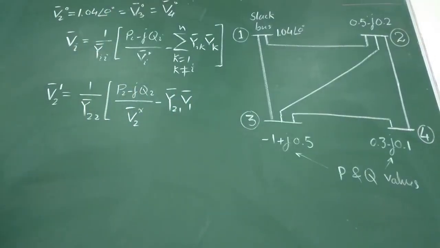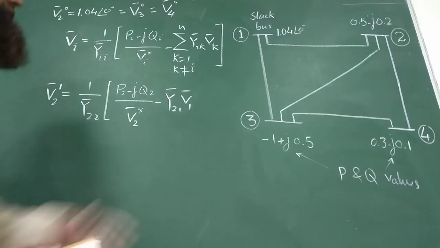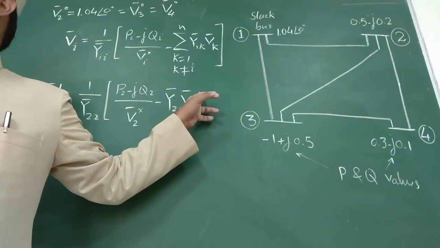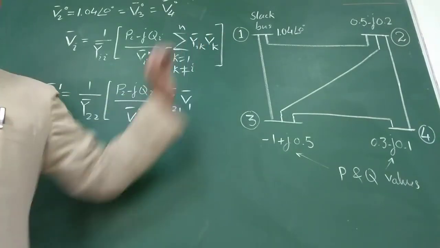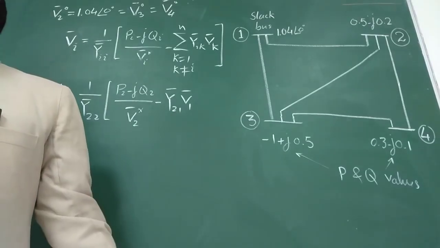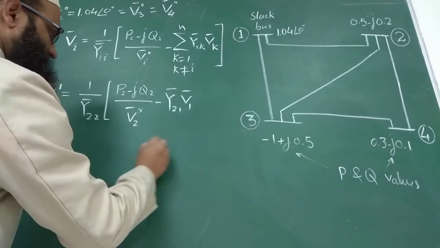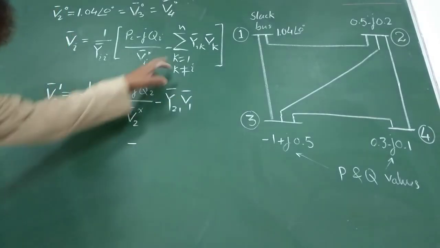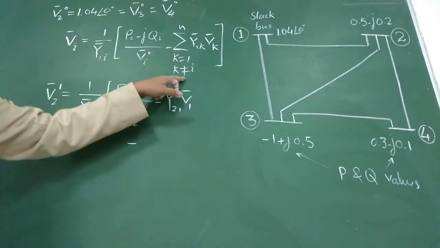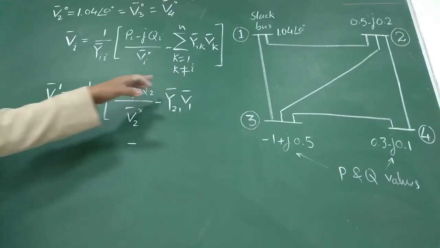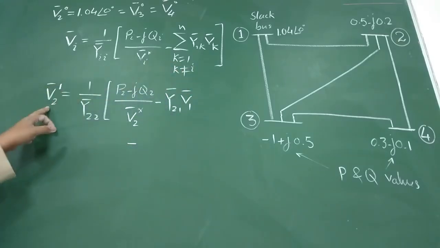Right? First one is slack bus. So no need to write 0 1 2 because we are not going to evaluate the specified parameters in any iteration. Right. So next will be k is equal to 1. So now k is not equal to 2. K will not be equal to 2 for I is equal to 2.